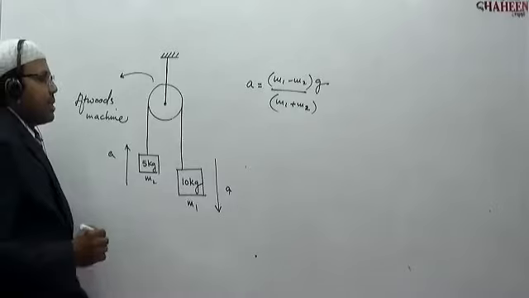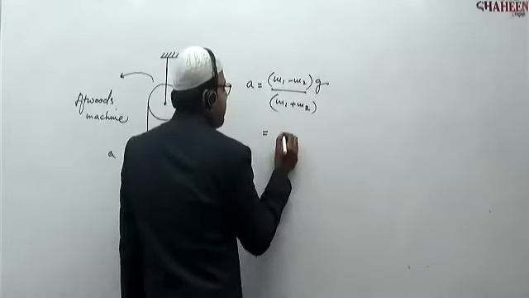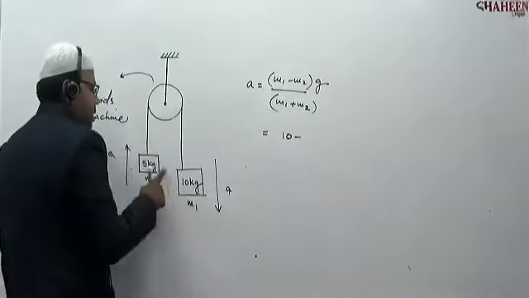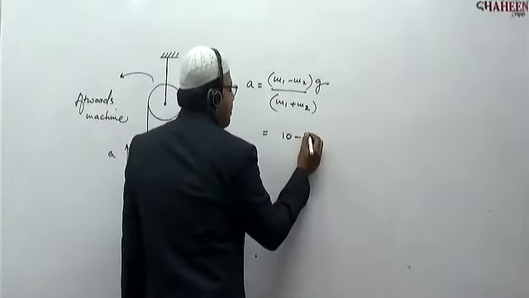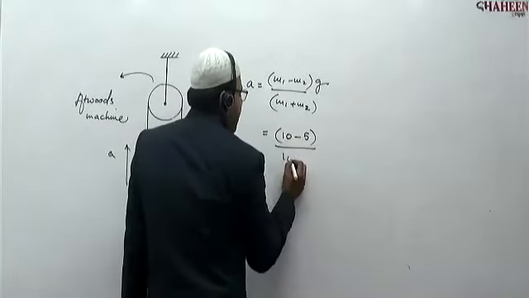So m1 minus m2, that is 10 minus 5, by 10 plus 5, into g. So it is how much, students? 5 by 15 into g. 5 one times, 5 three times beta. So the answer is g by 3. For this system, this block is coming down with an acceleration g by 3 and it is going up with an acceleration g by 3. That is the answer. So copy this much, then I'll give you two additional questions for this.